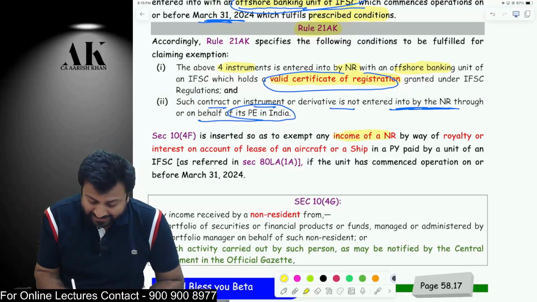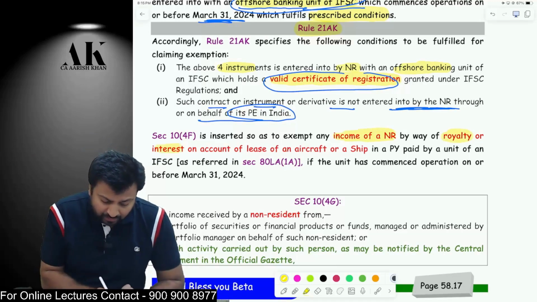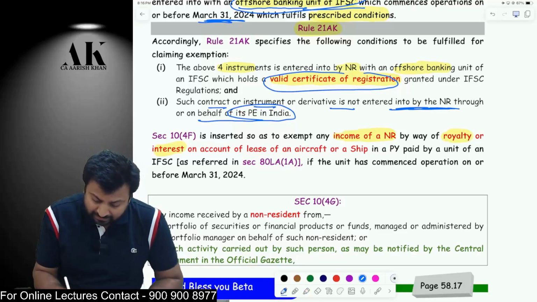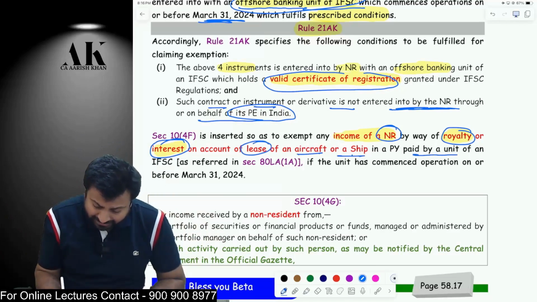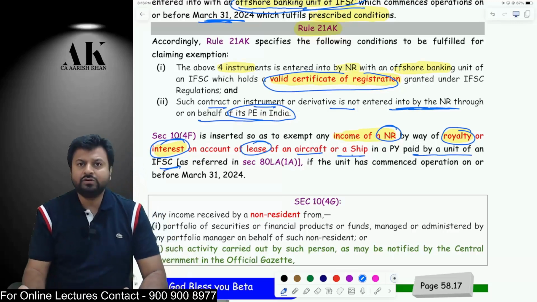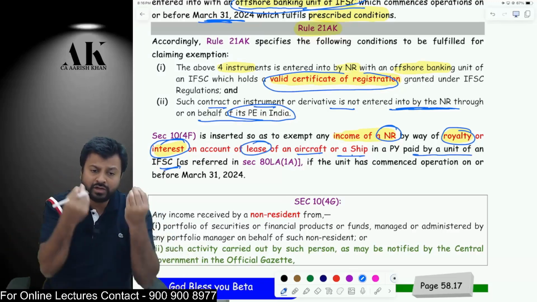Exempt income is any income of NR by way of royalty or interest. So what is the nature of income which is earned by NR over here? Royalty and interest. How are they earning royalty and interest? By leasing of aircraft or ship to a unit of an IFSC.